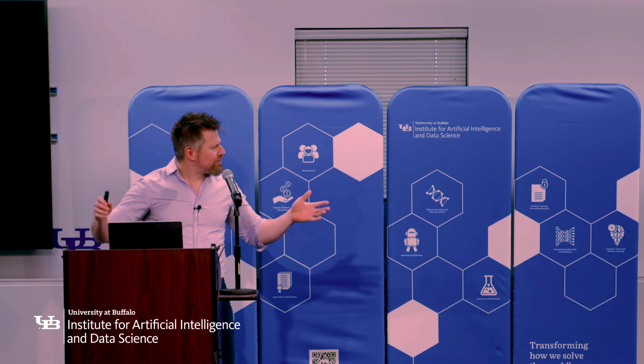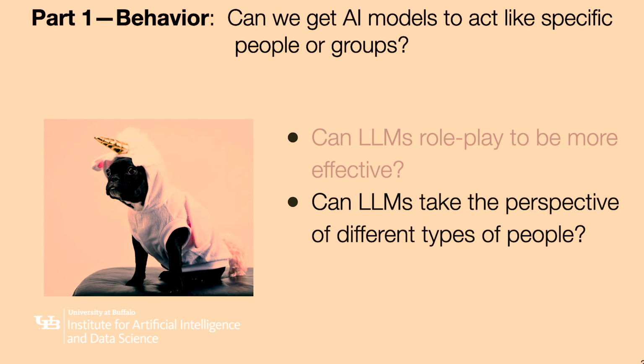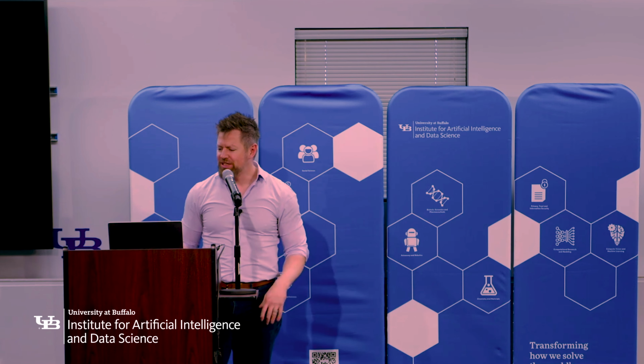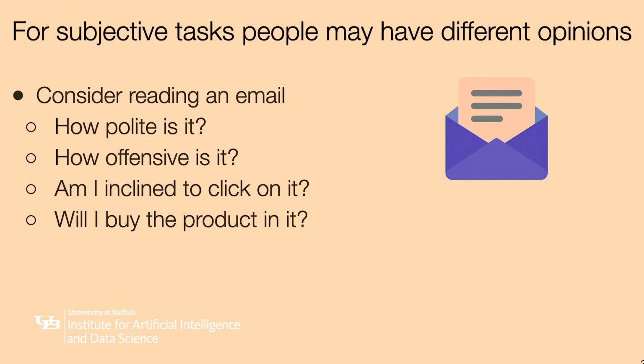So with that, let me move to this second point in part one of behavior. Can we actually get LLMs to take on the perspectives of different kinds of people? This is pretty useful, but let me give you an example task. Let's say that I want you to think about reading an email. You probably get a bunch of emails from UB, you read some of them, others can sit unread for a while. You might think about, how polite is it? How offensive is it?